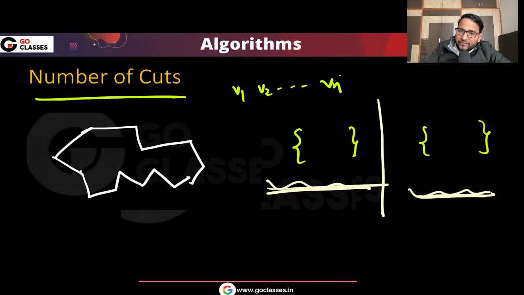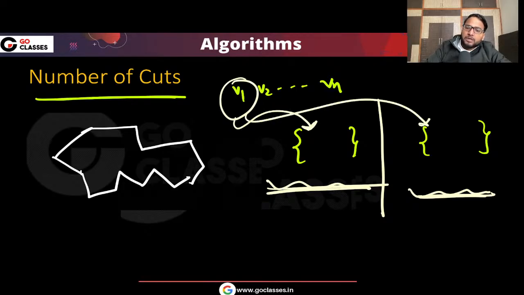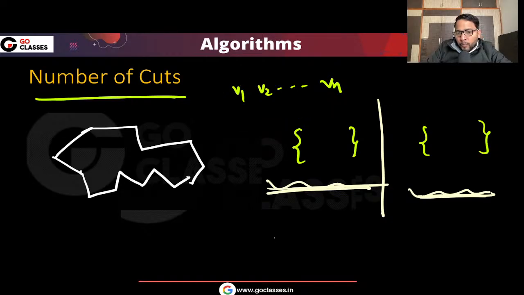Suppose these are the n vertices, and you want to do the partition such that you make two sets out of it. Then for every vertex I have two choices, whether to put this in here or put this here. So basically there are 2 power n such partitions, right?